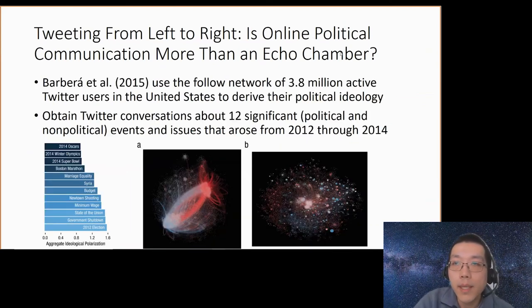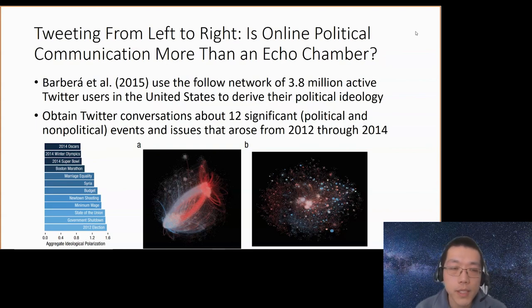So Barbera et al. in 2015 conducted this study on Twitter to see which hypothesis holds. First, they used the following network on Twitter of 3.8 million active Twitter users in the United States and derived their political ideology. Basically, if all the accounts you follow are liberal accounts, then you are probably more of a liberal person. If all of the accounts you follow are conservative accounts, then you are more of a conservative person. Then they obtained Twitter conversations about 12 significant topics. Some of them are political, some of them are non-political, during 2012 to 2014.